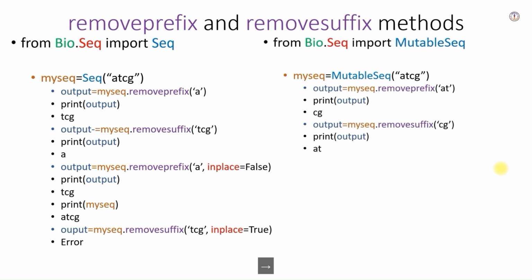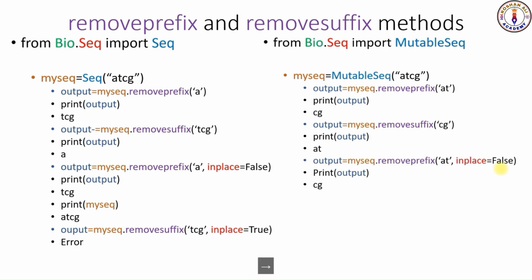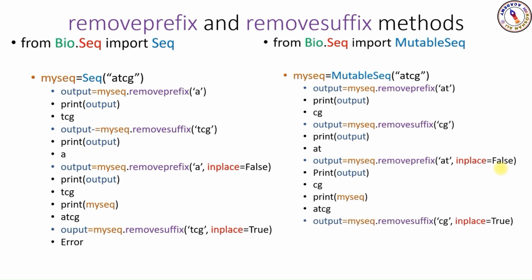Let's now import the mutable Seq class. Create a sequence and save it in mySeq. Remove a part from both the ends without using inPlace option. Let's now use inPlace as false. Again, no change in original mySeq. But if you use inPlace as true, you will see that mySeq has also been modified. Now let's see the practical demonstration.